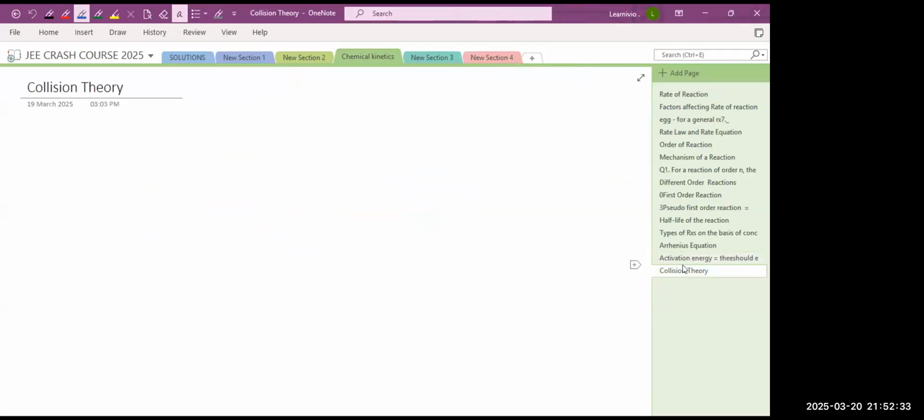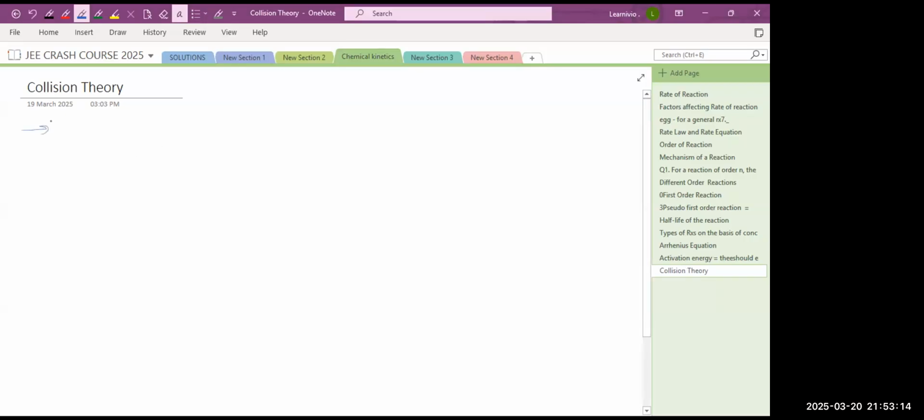Here's the last topic of this chapter, which is collision theory. Very important is collision theory. So what is collision theory? According to collision theory, there must be a collision taking place between reactant molecules, right? But every collision is not fruitful and only a small number of collisions are effective, and those collisions will bring about a chemical reaction.